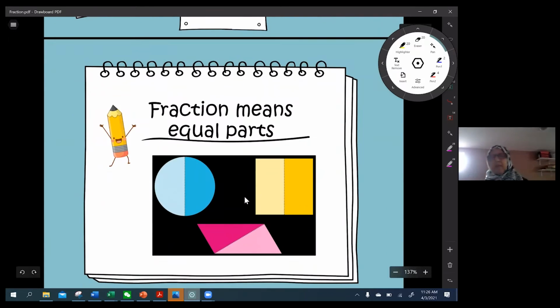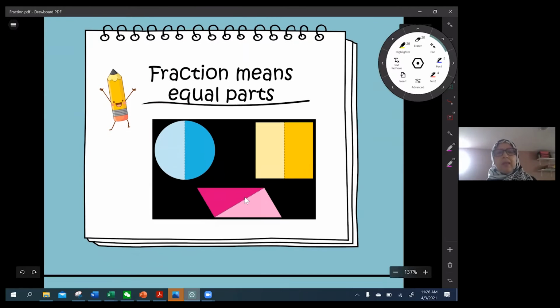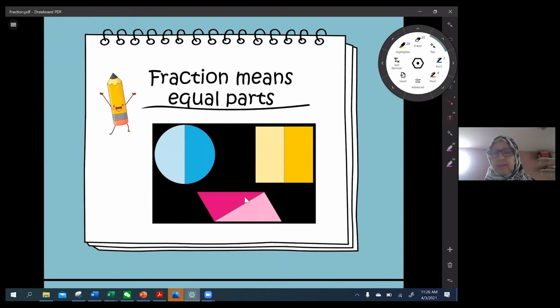Okay, so now let's look at the screen, right? Fractions actually mean equal parts. So equal means, no matter how many pieces you cut the shape into, each piece should be exactly the same size, right? Now you look at the circle, the square, and this parallelogram. You cut them into, now these are exactly in halves, right? But you can cut them into more pieces. Can be into fourths, can be into eighths, or it could be into twelfths, right? So these are equal, all right? So again, fraction means equal parts.